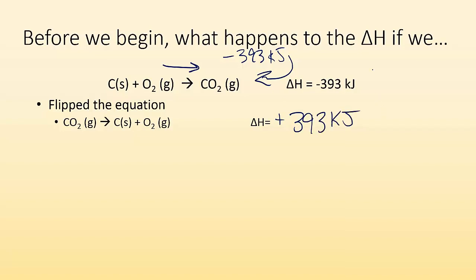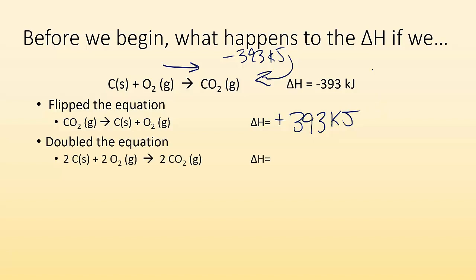That's it. So what happens if I doubled the equation? Instead of just carbon and oxygen, one of each, everything was doubled. What happens to the delta H? Well, it's going to be equal to whatever it was originally times 2, because I'm doing it twice. Let me get some numbers real quick. That's almost 800, so it's 786. It'd be negative 786 kilojoules because you just double it.